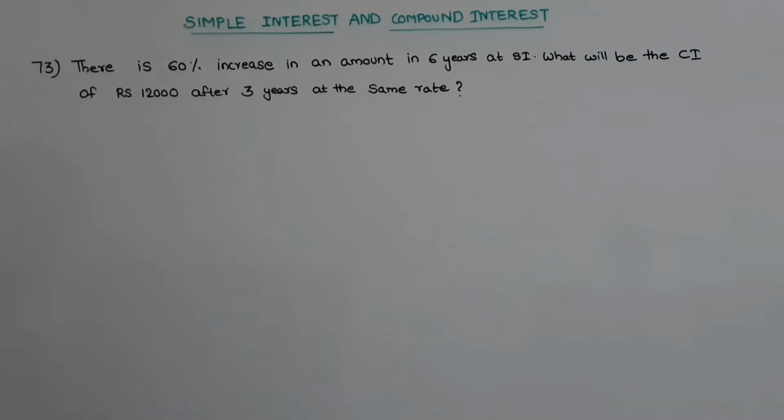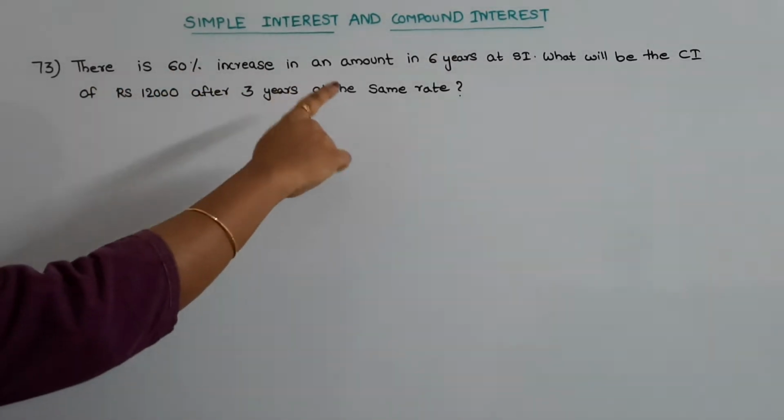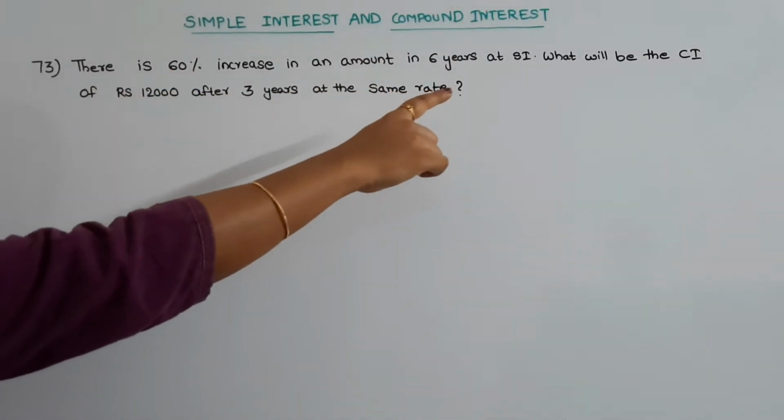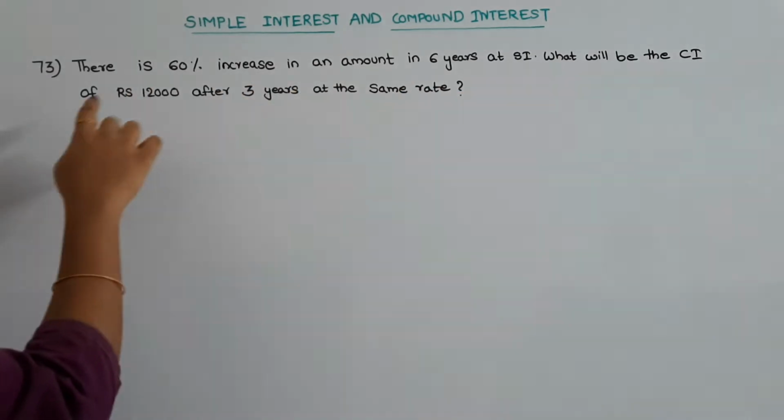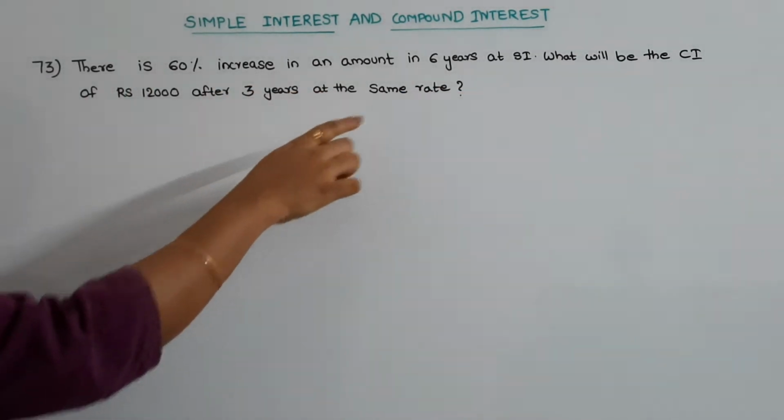In this episode, we will be solving some other types of problems on simple interest and compound interest. So let us go straight away to the questions. 73rd question is, there is 60% increase in an amount in 6 years at simple interest. What will be the compound interest of rupees 12,000 after 3 years at the same rate?